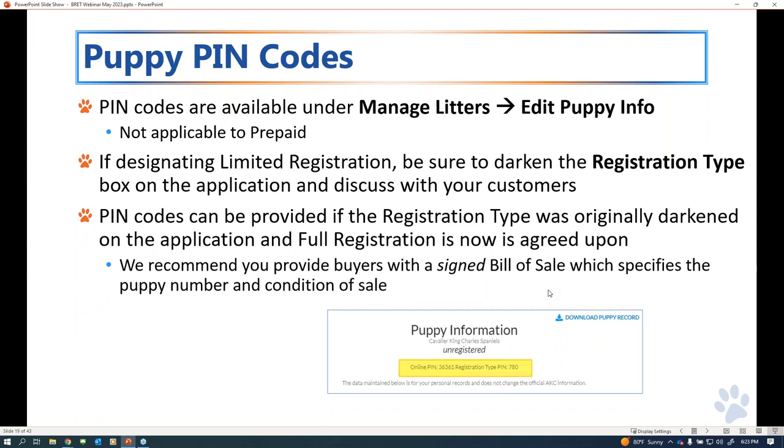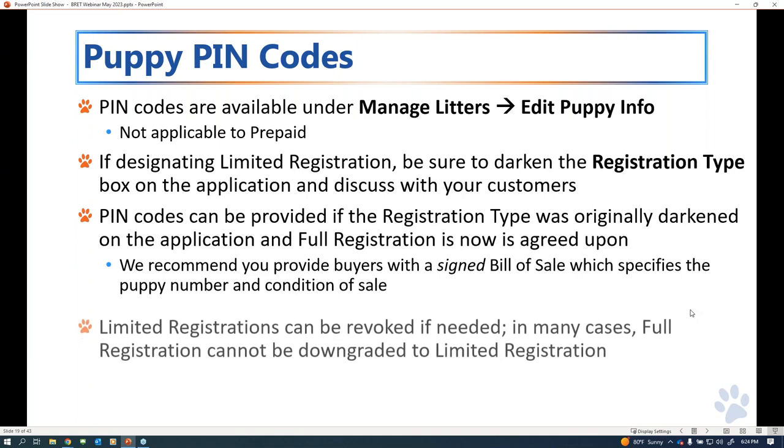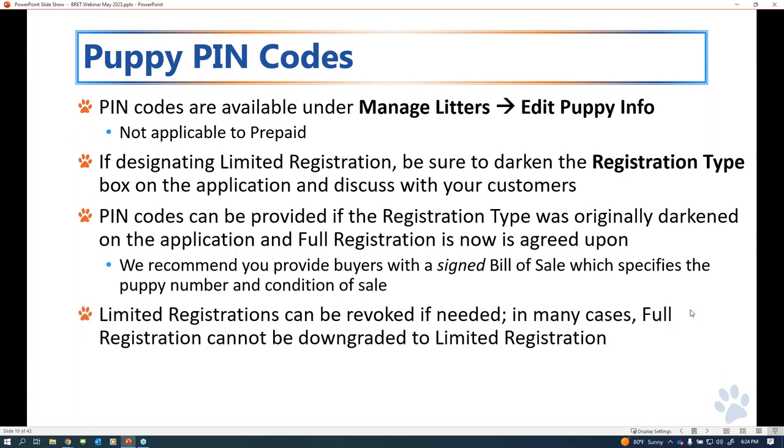Now, on occasion, we may darken that registration type box and decide that we are now going to provide full registration. And if that happens, you have the ability to locate your PIN codes, and we do recommend that you provide your buyers with a signed bill of sale that specifies that puppy number and the condition of the sale. But just remember, you can always access those PIN codes whether the puppy is unregistered and once the puppy is registered, although it wouldn't necessarily be needed at that point.